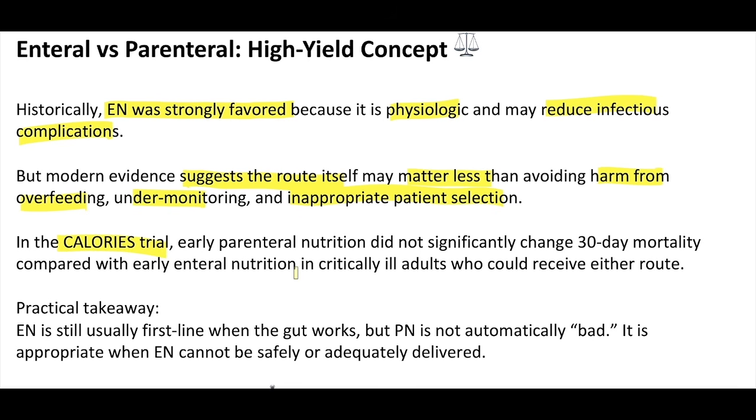So there's a trial, and we'll talk about trials a little bit more, called the CALORIES trial, that looked at early parenteral nutrition, and it did not significantly change 30-day mortality compared to early enteral nutrition, right? So this suggests that patients could receive either the IV route or the GI tract route, and the 30-day mortality was similar. So the practical takeaway here is enteral nutrition is still usually first line when the gut works, but parenteral nutrition is not automatically bad, right? And it can be appropriate when enteral nutrition cannot be safely or adequately delivered. So don't shy away from it if that's what the patient needs.